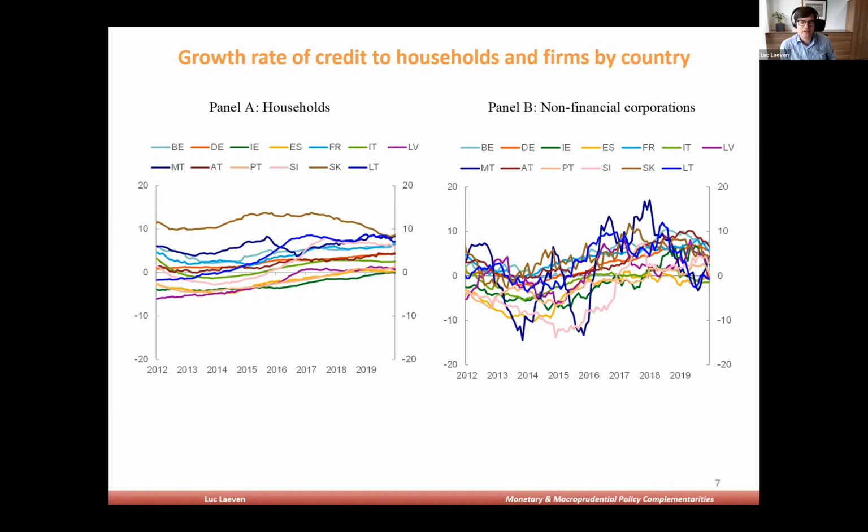So just to give you a flavor of how credit evolves across countries and over time, each line here represents a different country abbreviated with 2 letters. So BE would be Belgium, DE, Germany. And left side is households, right side is firms. Just to give you a sense that it's important to look at different countries and different periods, because this is all quite volatile, especially firm credit over time, but also there are quite different patterns across these different countries, which we can exploit.